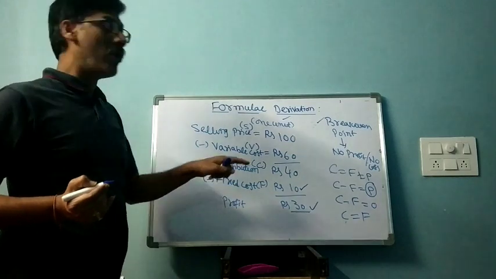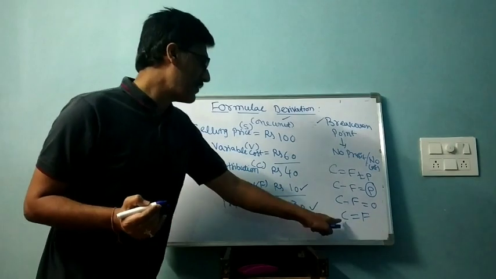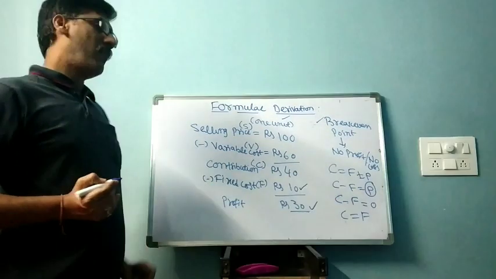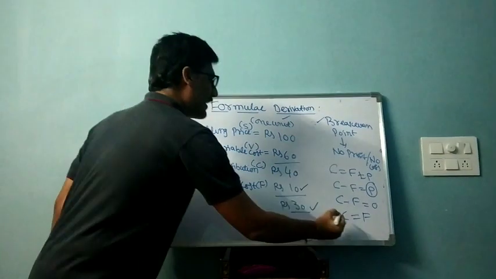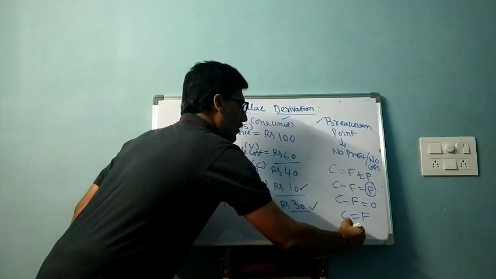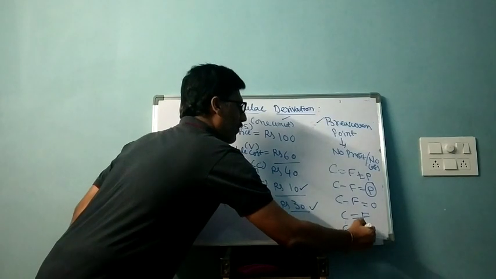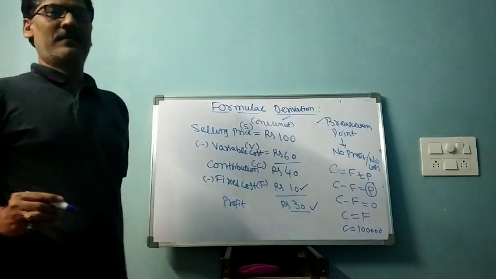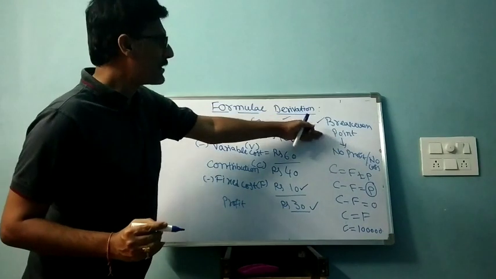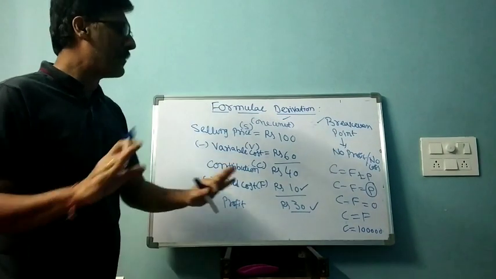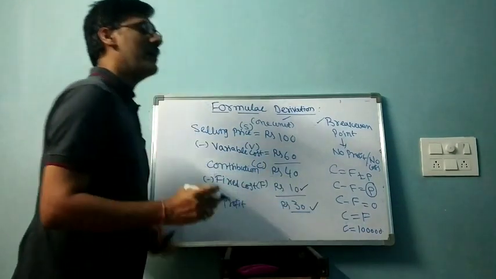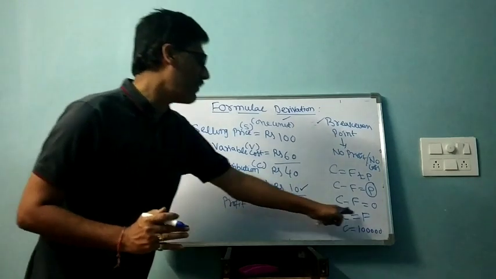Means whatever the contribution the firm has to get, it should be exactly equal to fixed cost. What is the fixed cost in the example I have taken? Fixed cost is 1 lakh. So what is the contribution I am supposed to get? Only 1 lakh I should get, because it is a break-even point. In the break-even point circumstance, the firm will neither get profit nor loss. So whatever the contribution the firm is getting, it should be exactly equal to your fixed cost.